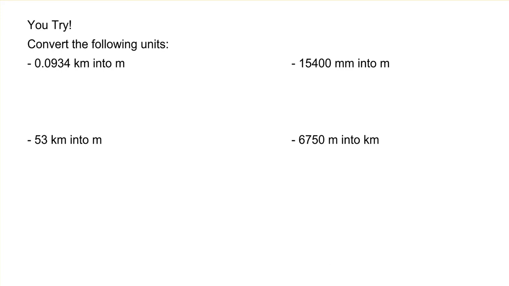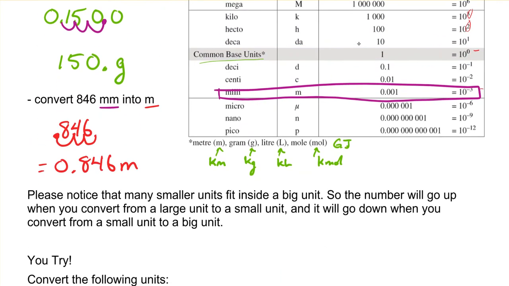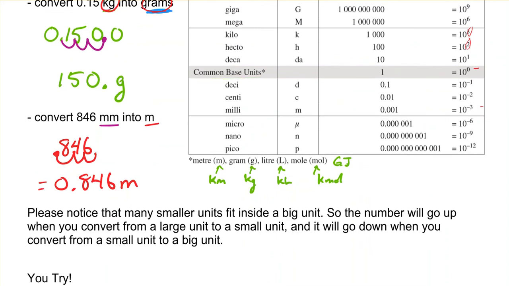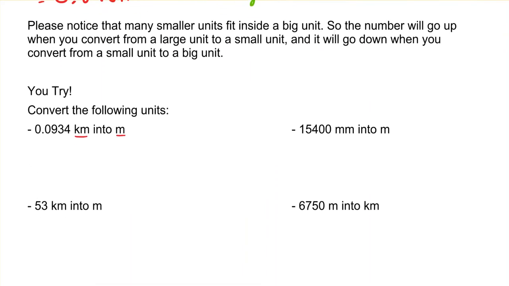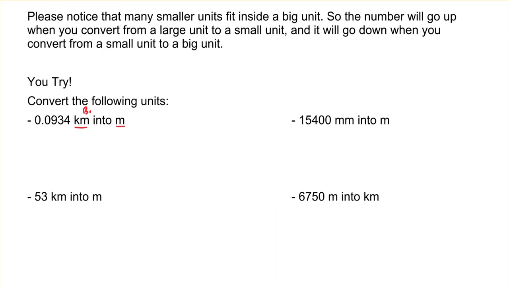Okay, let's go ahead and try this. Convert the following units. 0.0934 kilometers into meters. Well, that kilometer, let's go back up to the top. Kilometer is a big unit. When I look at this, kilo is bigger than the base unit, so I'm going from a big unit into a small unit. And when I go from big to small, I've got to move the decimal place so that I get a bigger number, right? A small amount of big things is equal to many small things.